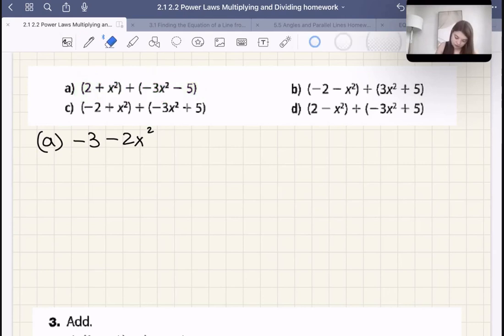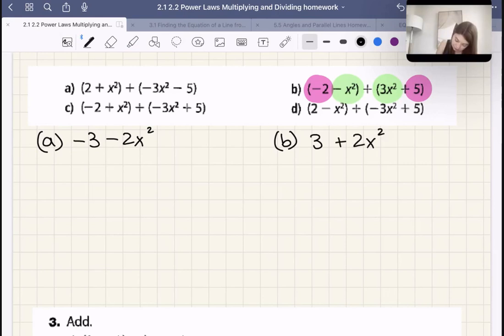Okay, let's try B. So first of all, what are the like terms here? Well, 3x squared and negative x squared are like terms, and 5 and negative 2 are like terms. So let's see, what is negative 2 plus 5? That would be 3. And what is negative x squared plus 3x squared? That would be plus 2x squared. And there we have it. There's our answer.